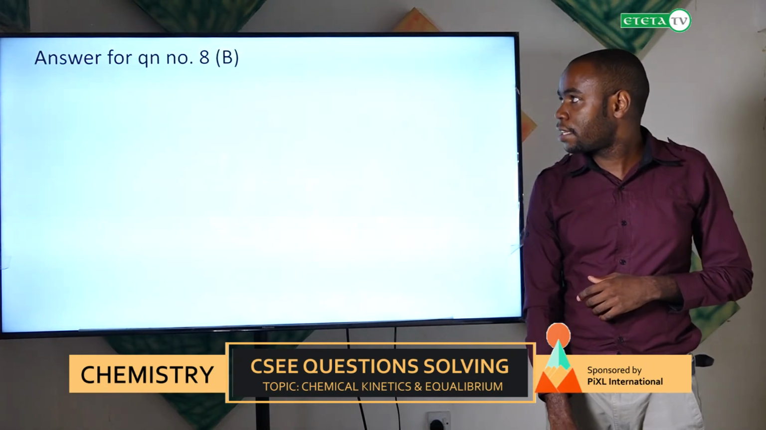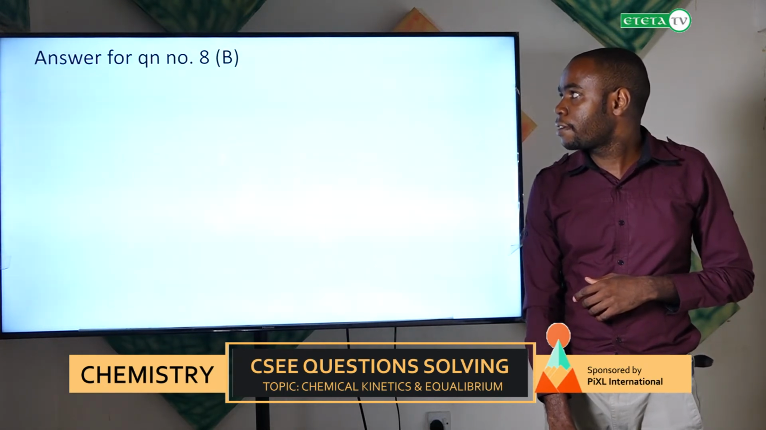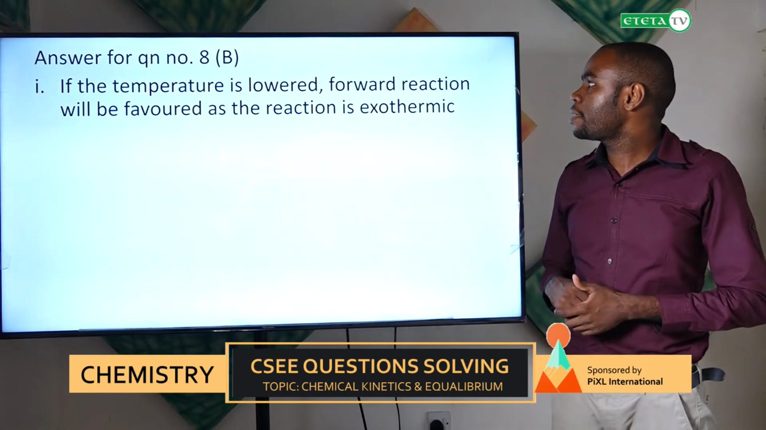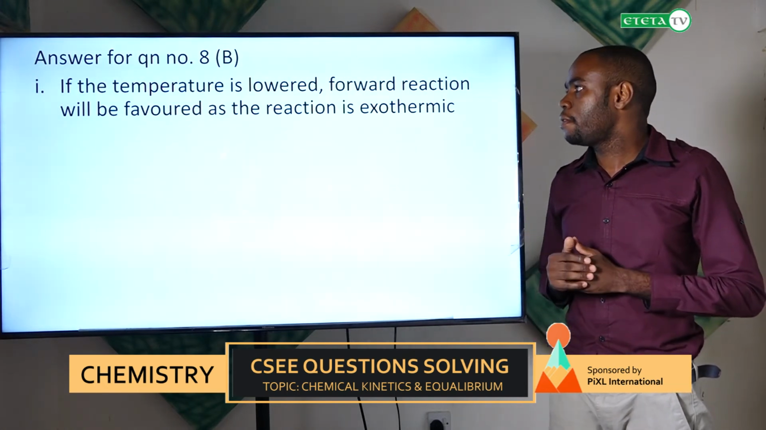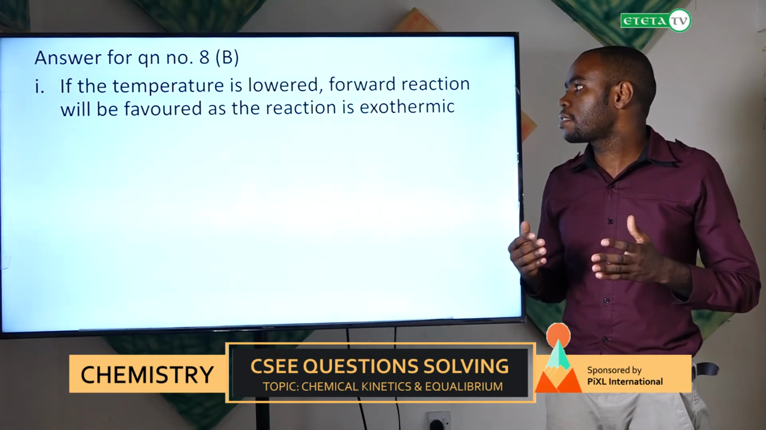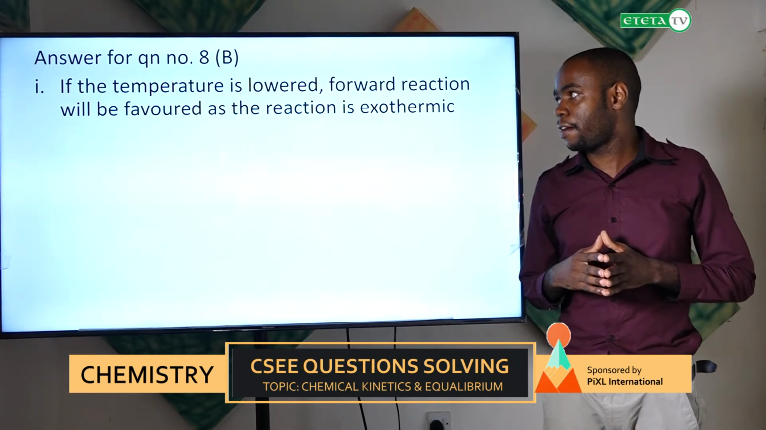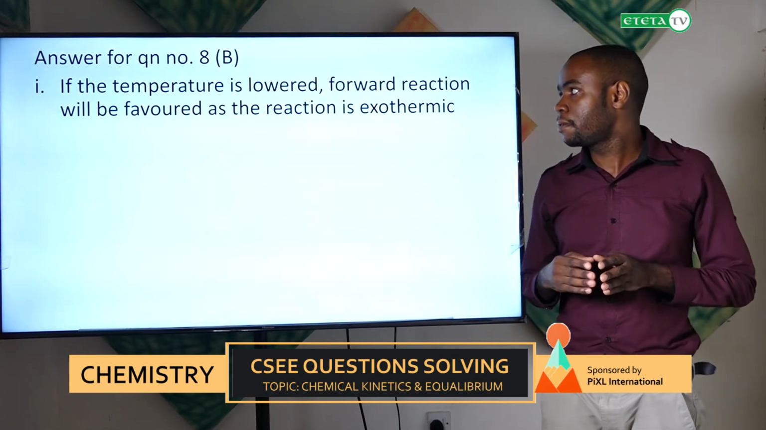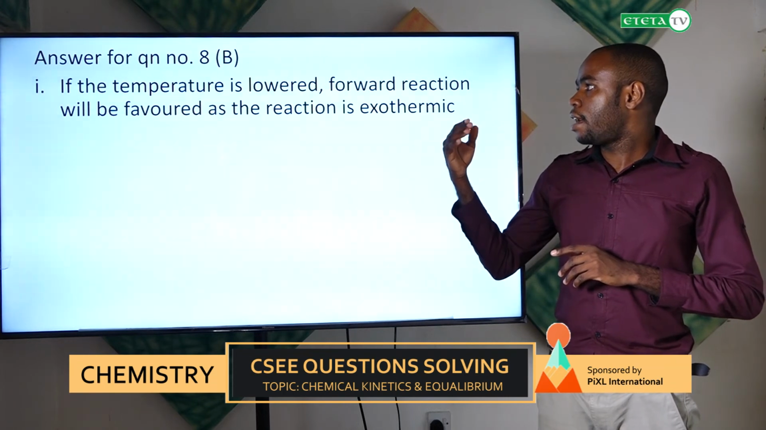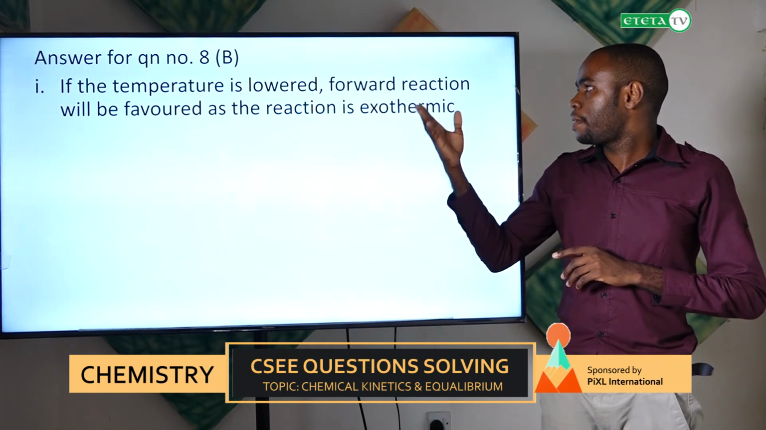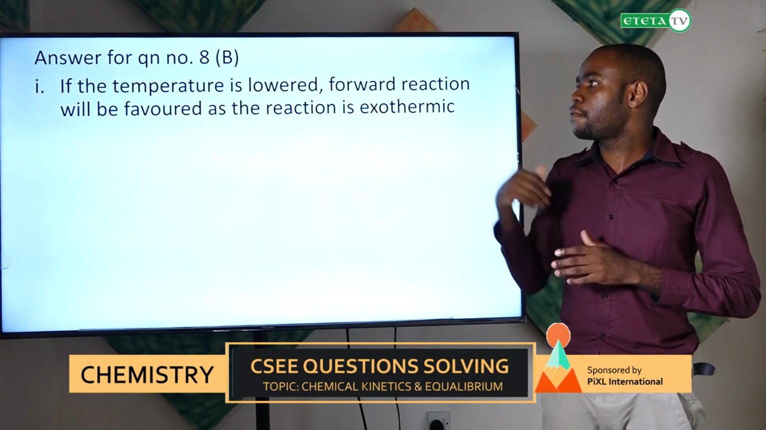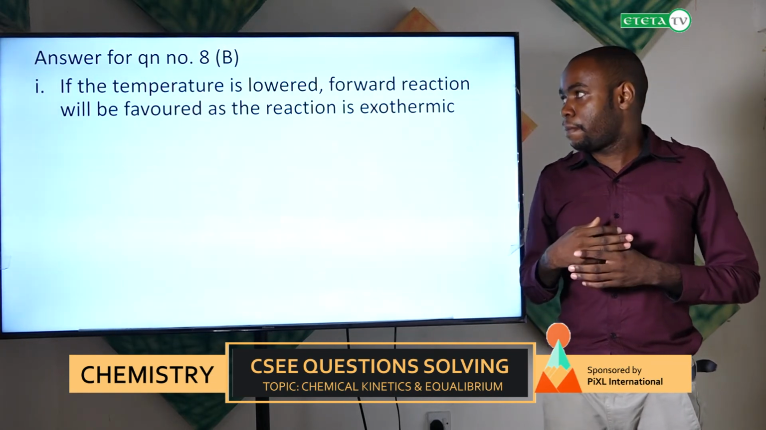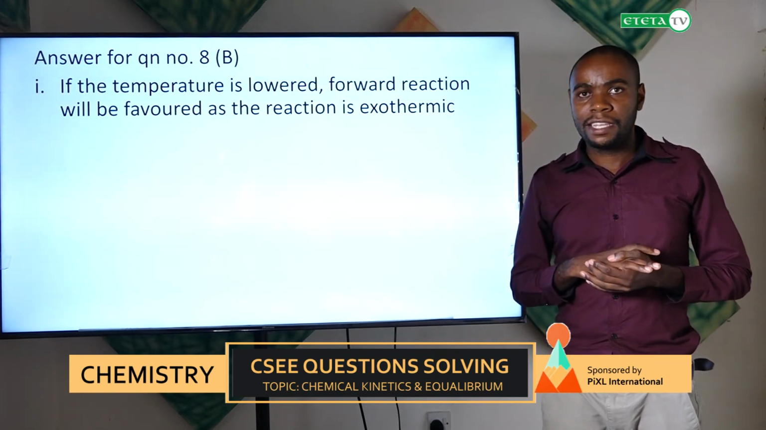Now the answer for this question, question number 8b, Roman 1: if the temperature is lowered, the forward reaction will be favored. Why? This is because the reaction is exothermic, as we have seen that there is a negative sign from the heat change. So if the temperature is decreased or lowered, the forward reaction will be favored and the product will be produced in high amount.